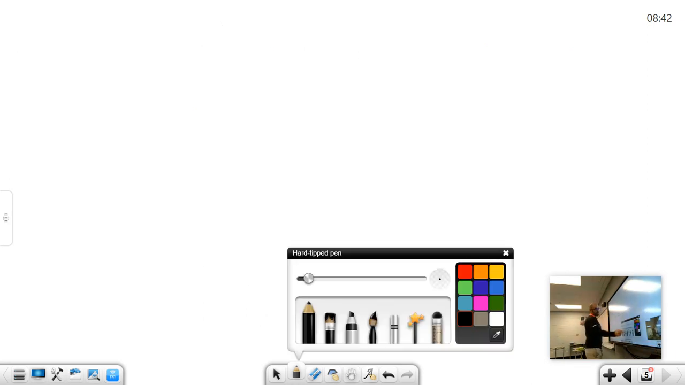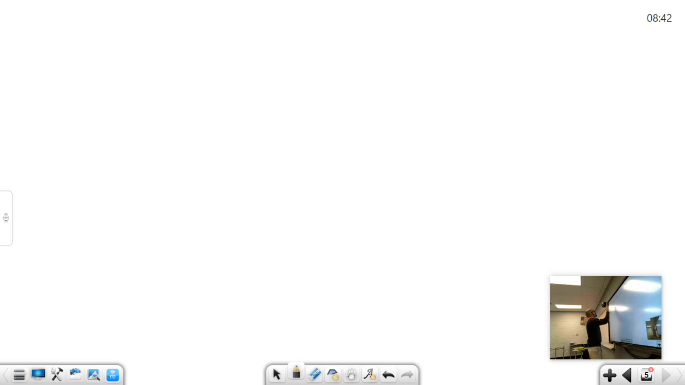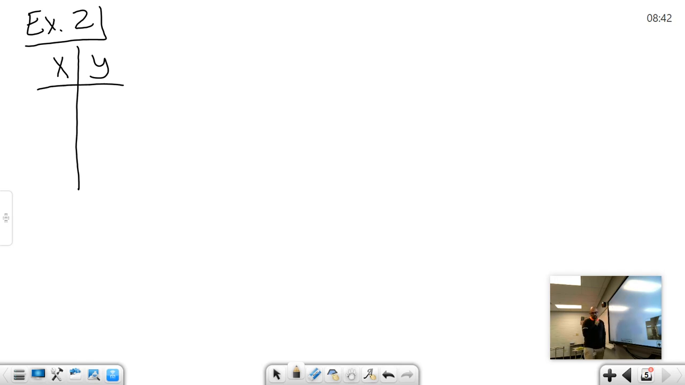So here's our second example. We're going to write a function rule again. I'm going to give you the chart here, so we're going to avoid all the directions. So let's say I have for my x's 2, 4, 6, and 8. And for my y's, -11, -8, -5, and -2.